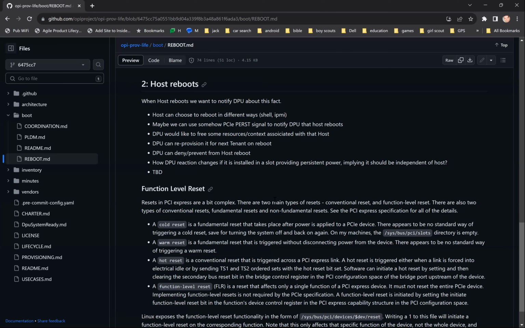There's also, in addition to PERST, some other PCIe control things happening, like link training and things like that, right? Yeah. But the proposal was, can we standardize on FLR? Instead of having a lot of different mechanisms, can we just use FLR to indicate to the DPU that the host reboots?